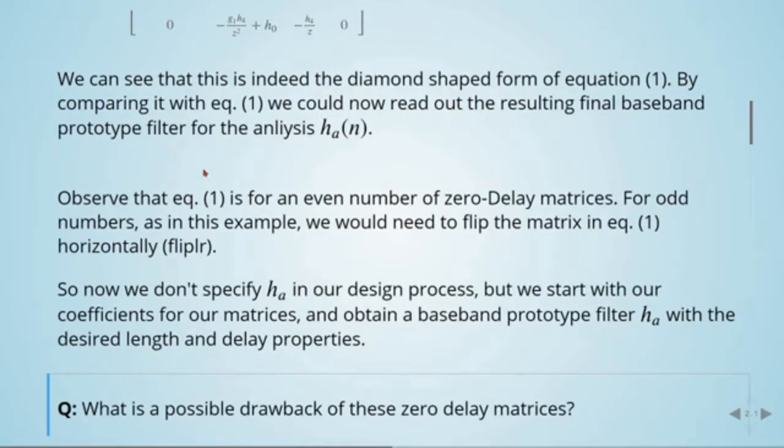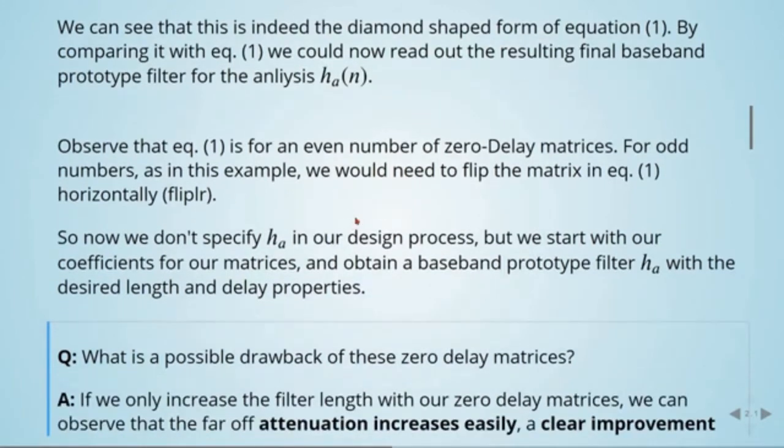Observe that equation 1 is for an even number of zero delay matrices. For odd numbers, as in this example, we would need to flip the matrix in equation 1 horizontally. So we'll flip left to right. So now we don't specify H of A in our design process, but we start with our coefficients for our matrices and obtain a baseband prototype filter H of A with the desired length and delay properties.